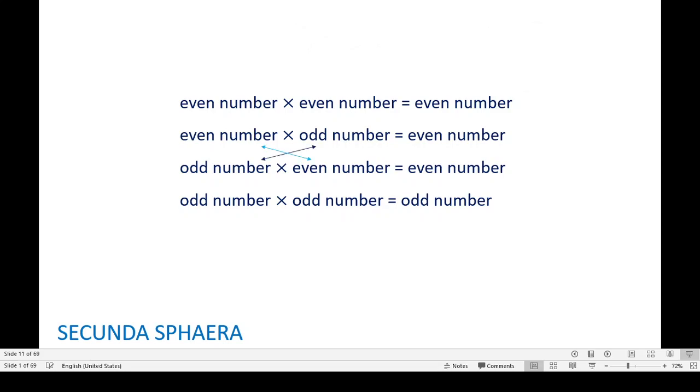Keep in mind that the second and the third line again mean the same due to the commutative property, which is also true for multiplication. And again, for the four cases, there is going to be a proof from the second half to the end of the video.